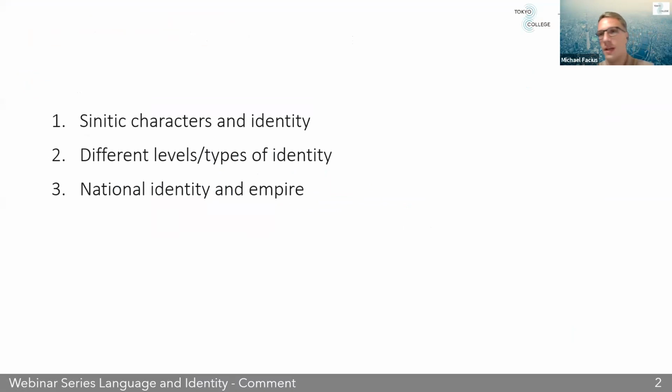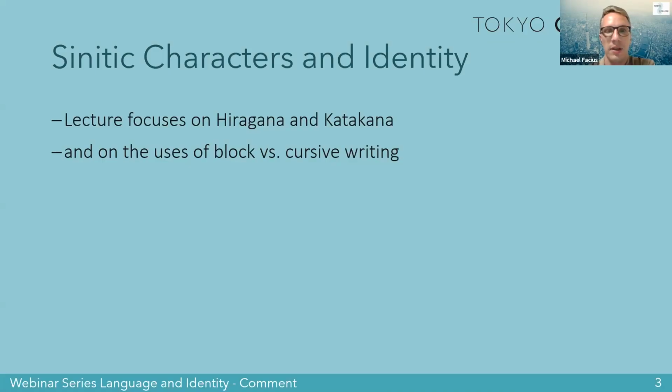First of all, the role of Semitic characters and their relationship to identity. Secondly, different levels and types of identity, writer identity and identity of the users of these scripts. And thirdly, the issue of national identity, also relating to Japanese empire building in the period following the early modern period, which is the Meiji period.